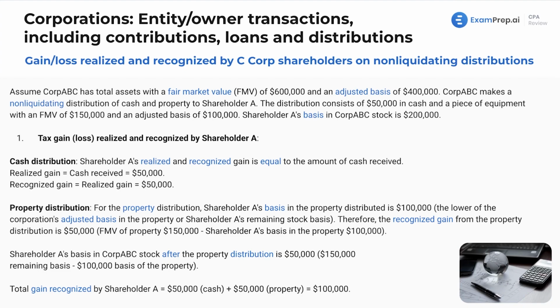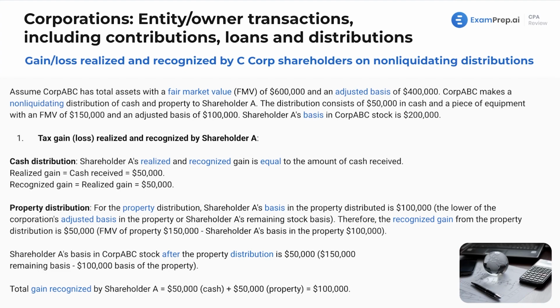Now, shareholder A's basis in Corp ABC stock is $200,000. So a great question would be, what is the tax gain or loss realized and recognized by shareholder A? First, what is realized? What really happened? What gain did we really get? Well, that's just going to be the cash received. The realized and recognized gain will be equal to the amount of the cash received, which is going to be the $50,000. Now, how do we account for the property distribution?